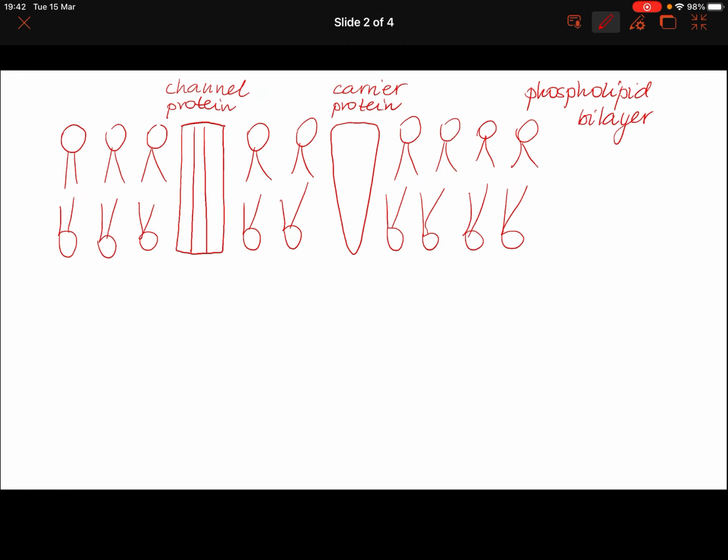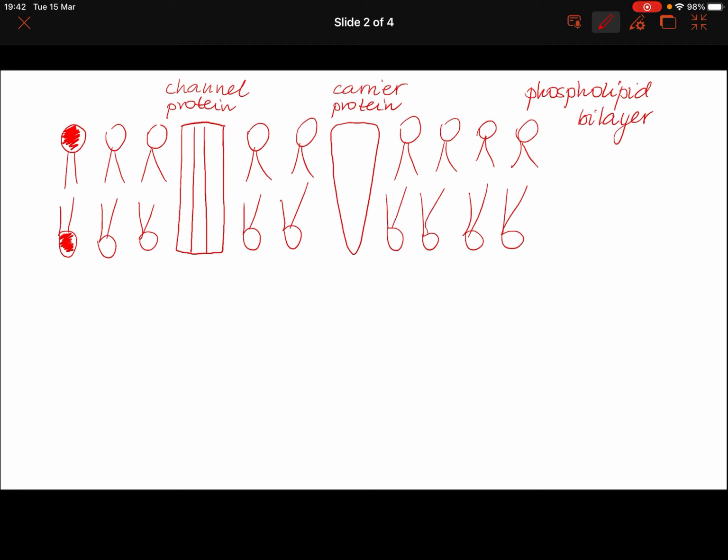So here I've drawn the phospholipid bilayer. The structure of the cell membrane, if you remember, is made of phospholipids. They're arranged so that the phosphate and glycerol are facing outside and the fatty acids are facing inside. We also have the channel proteins within the membrane.